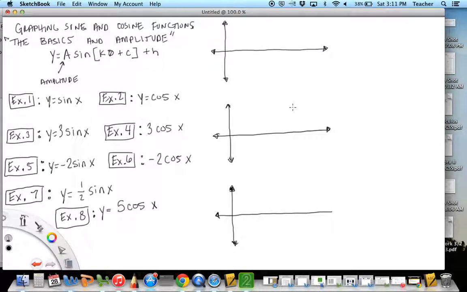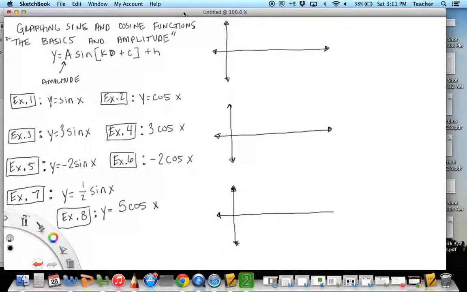All right, hello everybody. This video is going to discuss graphing sine and cosine functions, the basics of that, and the amplitude. I have the general function we're going to be discussing for this next week here, kind of changing all the parts of these functions. And at one point in time, we're going to have numbers in A, K, C, and H.